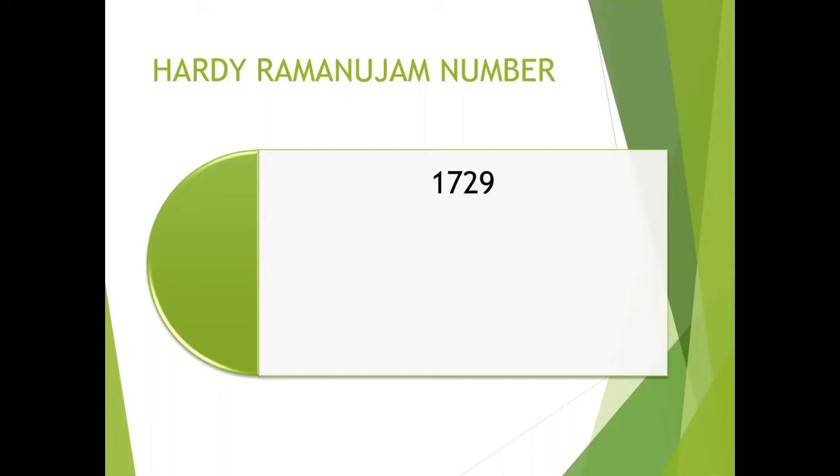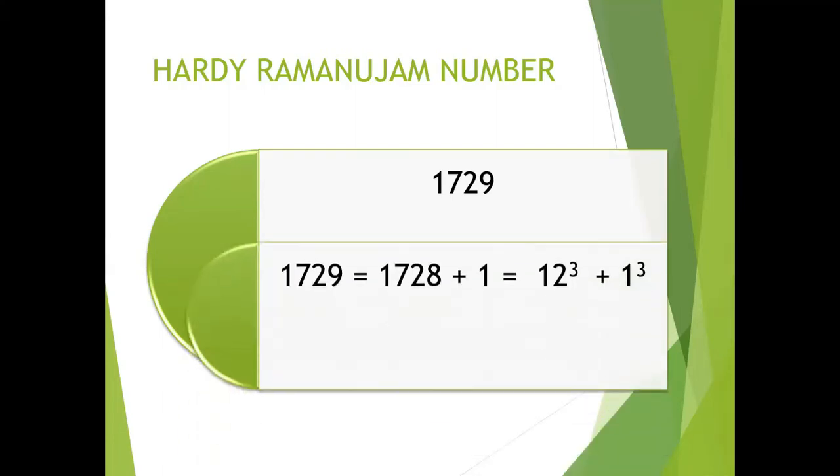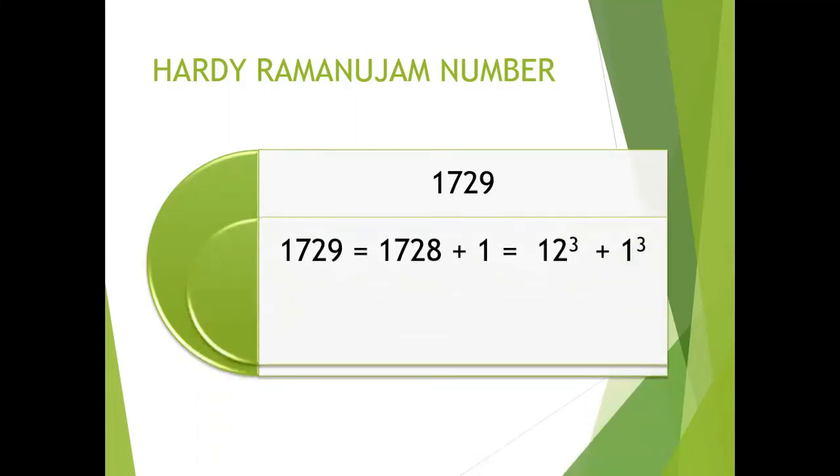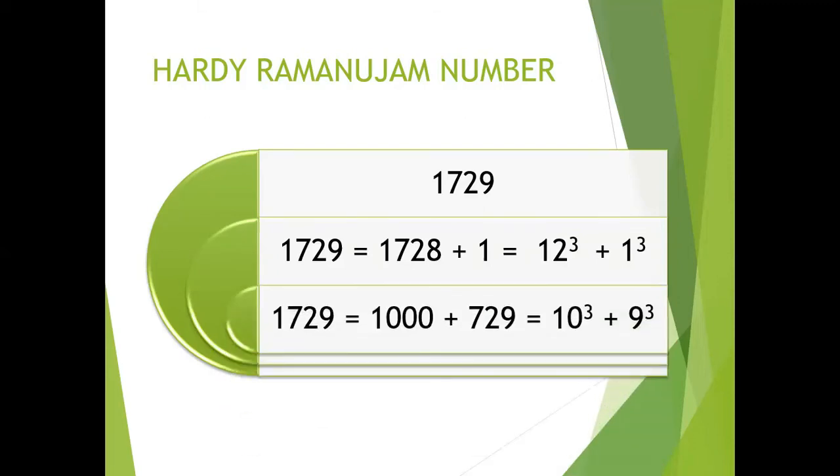1729. G.H. Hardy said that this number is very boring. But Ramanujan said, no, it's not boring. It is the smallest number that can be expressed as the sum of two perfect cubes in two ways. One is 1728 plus 1, that is 12 cube plus 1 cube, and the second is 1000 plus 729, that is 10 cube plus 9 cube. So from that day, this number is called the Hardy-Ramanujan number.